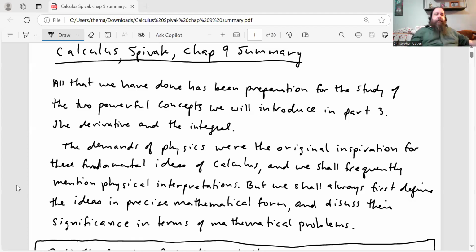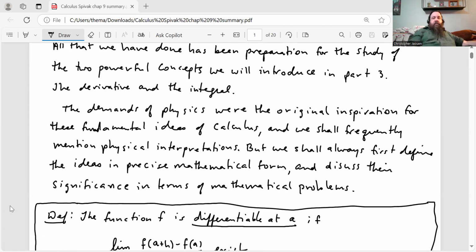Okay, there it goes. So all that we've done has been preparation for the study of the two powerful concepts we'll introduce in part 3 of the book, which are the derivative and the integral, and we're going to start with the derivative. The demands of physics were the original inspiration for the fundamental ideas of calculus, which was developed independently by Sir Isaac Newton and Gottfried Leibniz in Germany, I think it was. Newton was in England. We shall frequently mention physical interpretations, but we shall always first define the ideas in precise mathematical form and discuss their significance in terms of mathematical problems.